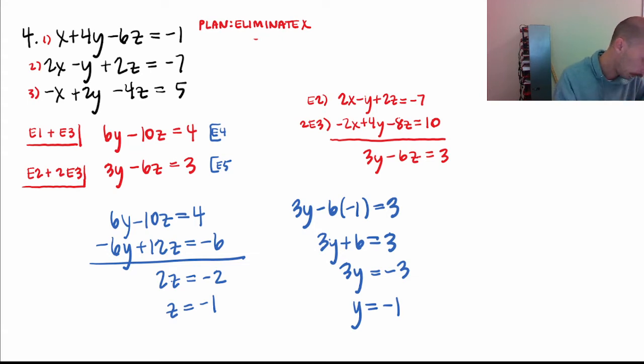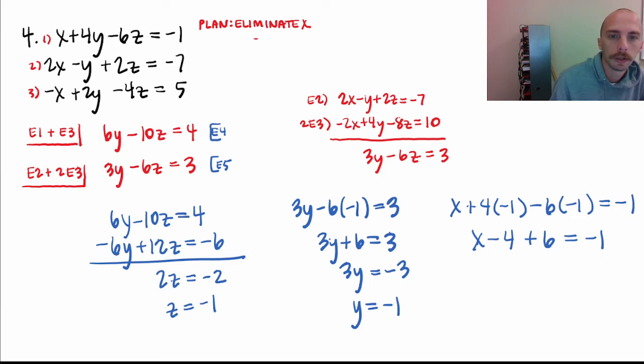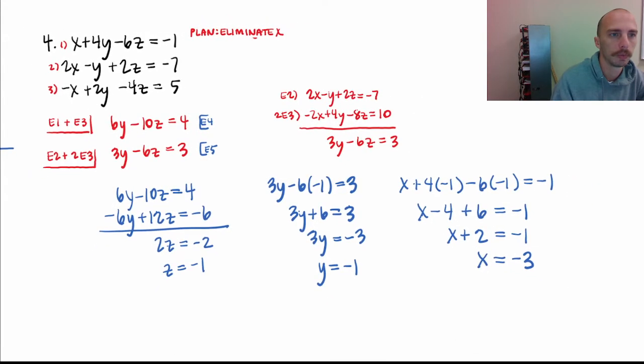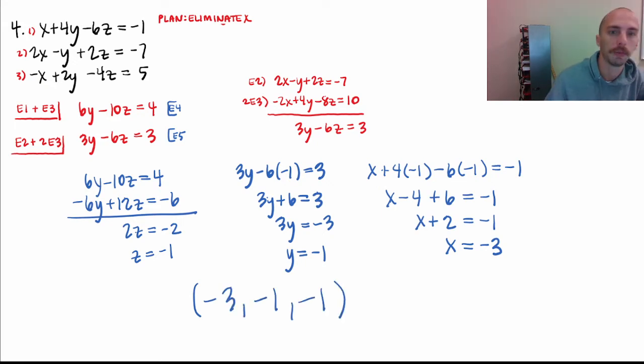And then, I'll go back to one of my original equations, maybe equation 1. x plus 4y minus 6z equals negative 1. Okay, so x minus 4 plus 6 equals negative 1. So that's in total x plus 2 equals negative 1. I could subtract 2 from both sides and get x equals negative 3. And then, I didn't leave a whole lot of room for it, but I can write my solution is going to be x equals negative 3, y equals negative 1, z equals negative 1.